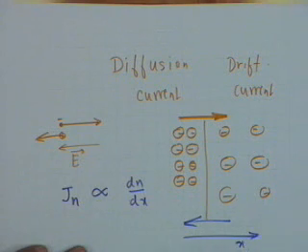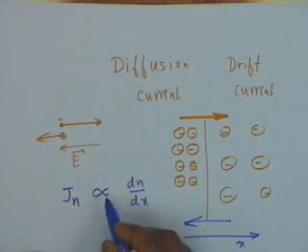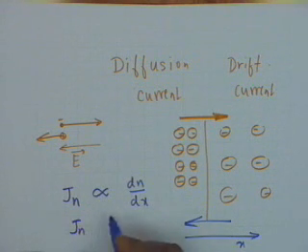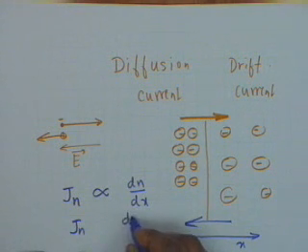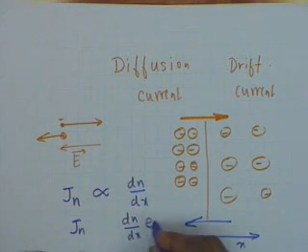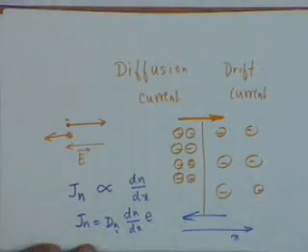If this is the direction of x, then what is dn dx in this situation? Obviously positive or negative? As x increases, n decreases, and therefore dn dx is negative. The current flow is in the opposite direction. The current then is given by, the current must contain charges, and therefore it is proportional to dn dx, it is proportional to the charge on the electron, and there shall be a proportionality constant. We call this diffusion constant, and the subscript n stands for electrons or n type carriers.